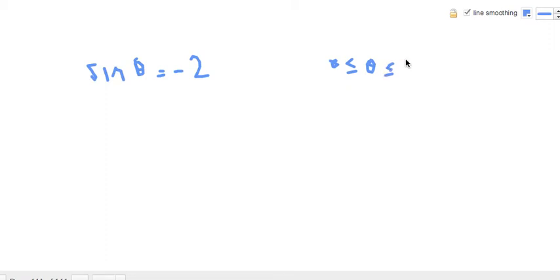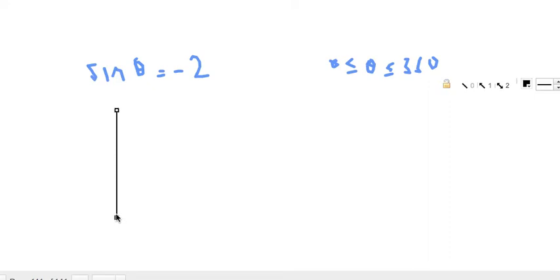And you had a couple of answers. In fact, you had 3 answers, 2 of which were between 0 and 360. So we talked about why that was. All we're trying to do is figure out where sine theta crosses minus 2. In fact, I think it was 5 sine theta, wasn't it? That would make more sense. Yeah, 5 sine theta. So where does 5 sine theta cross minus 2?